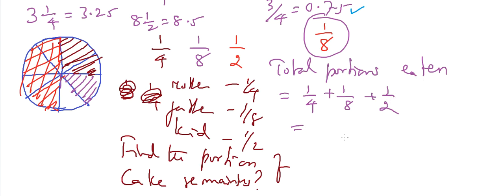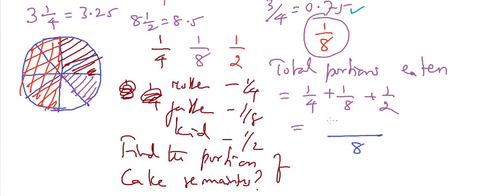Okay, what's the LCM of 4, 8 and 2? See, 8 is divisible by 2, also divisible by 4. So 8 is the LCM, isn't it? Or you can find by any method. You will know. See, LCM is 8.